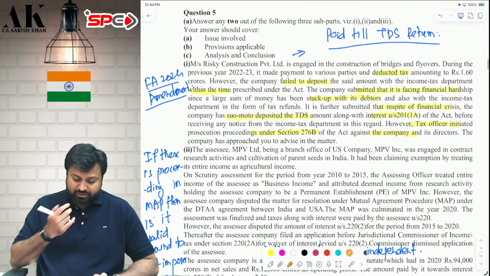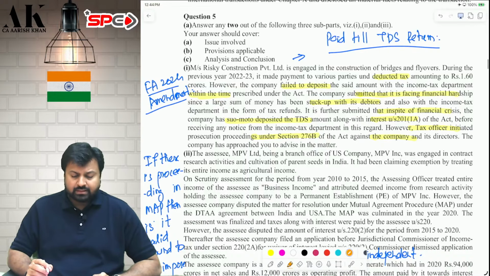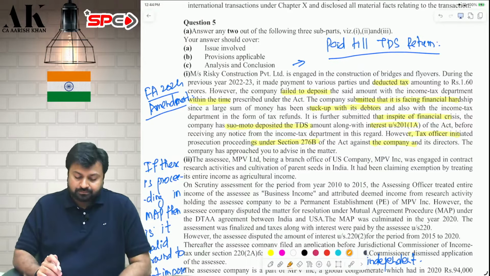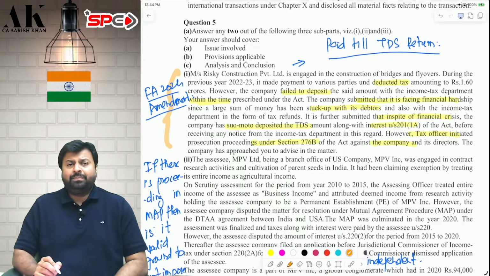Now, let's go to the next question. Beautiful question. 3 case laws are there. The first case law has now become an amendment. What is the first case law? I will tell you the background of the first case law.